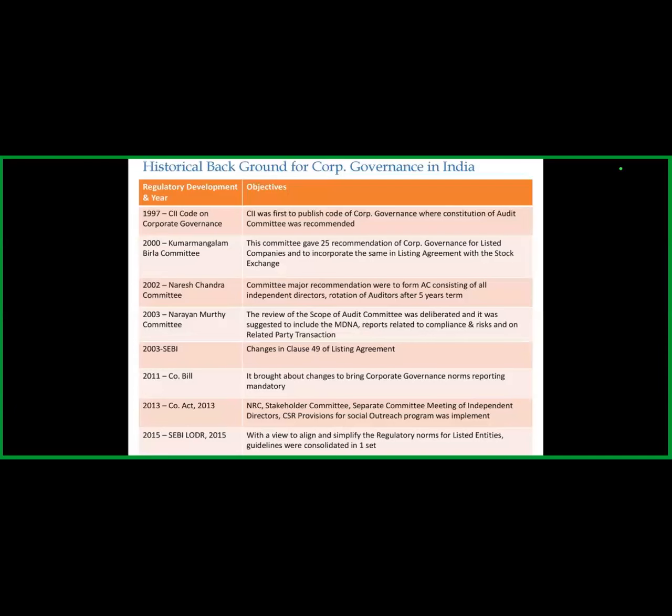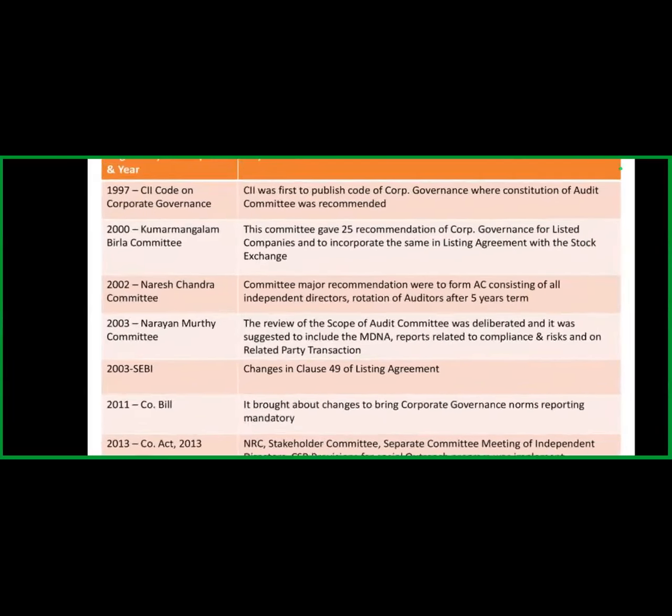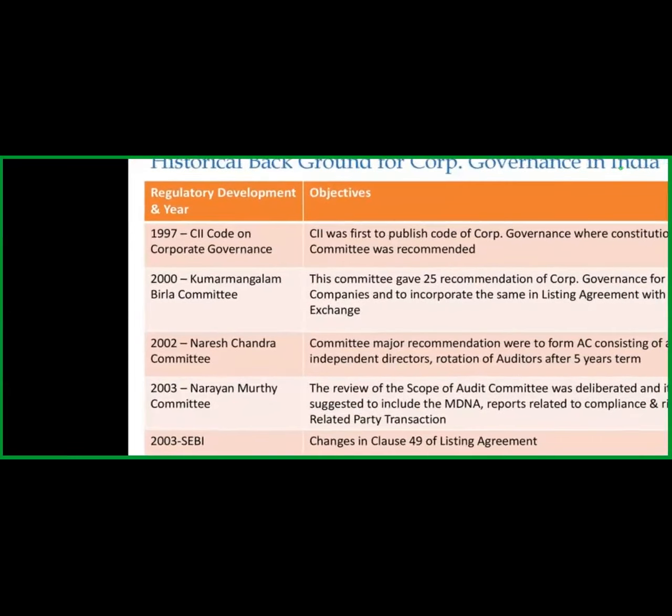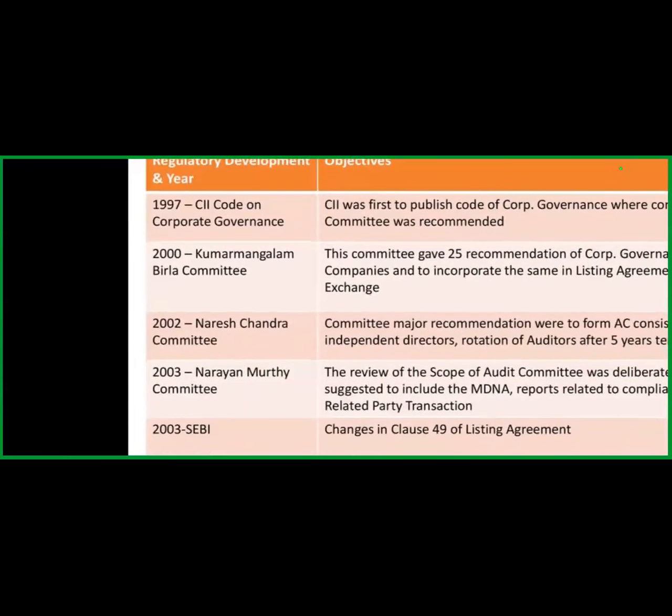Now, how it evolved in India, that we are going to discuss. So in 1997, the CII Code of Corporate Governance. What do you mean by CII? Anyone who is aware of CII? It's a very common term. Most of you might have heard of it, most of you might be aware of it. What is that? CII.